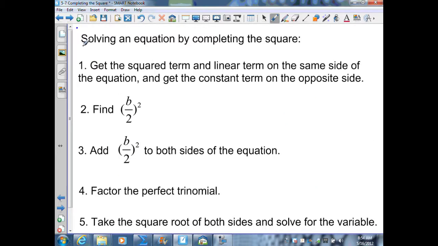Here's the procedure to solve a quadratic equation by a perfect trinomial, but we need to use completing the square. One, we need to get the square term and the linear term on the same side of the equation and get the constant term on the opposite side. Next, we need to find b over 2 quantity squared, completing the square, and add b over 2 quantity squared to both sides of the equation. That'll keep my equation balanced. What I do to one side, I need to do to the other. Then I need to factor the perfect trinomial. And then 5, take the square root of both sides and solve for the variable.